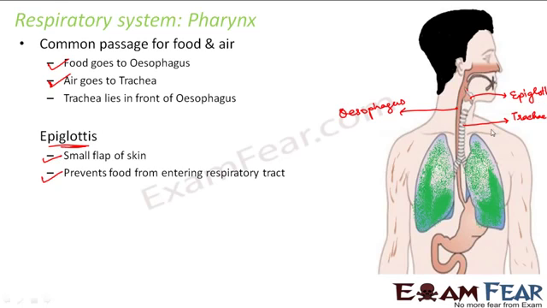So what does it do? It is kind of a door. If the door opens, the food can enter. If the door closes, the food can't enter. Now this epiglottis is always closed. It is an always locked door. Because of the presence of this small flap of skin, food can never enter inside the trachea. So the epiglottis is the one which prevents the entry of food into the respiratory tract.